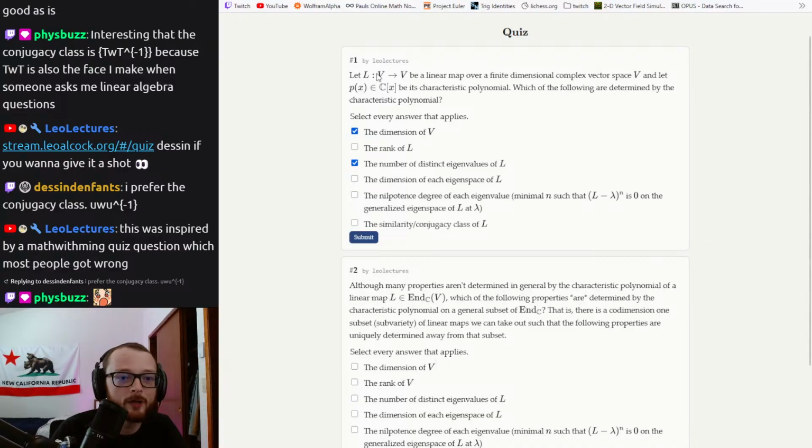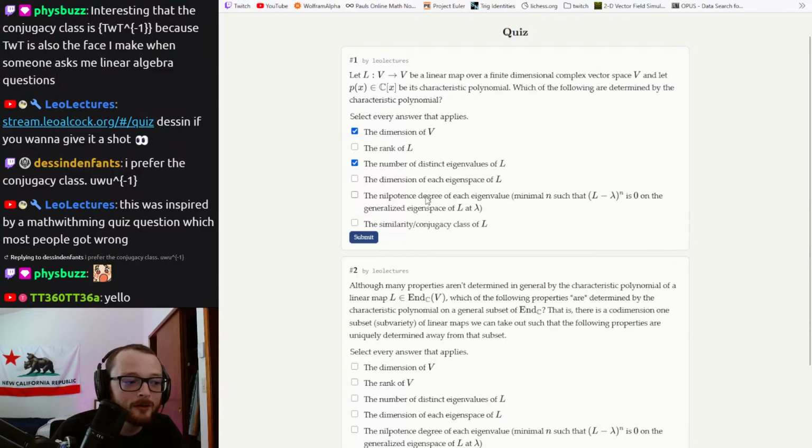We need to know what L looks like to know the dimension of the eigenspace. The characteristic polynomial helps, but not entirely. The nilpotent degree of each eigenvalue. What the hell? Hey, TT. TT360. Minimal n such that L minus lambda to the n is 0 on the generalized eigenspace of L at lambda.